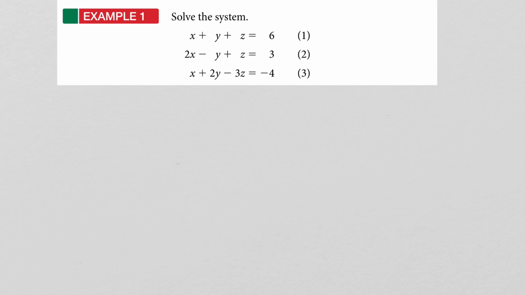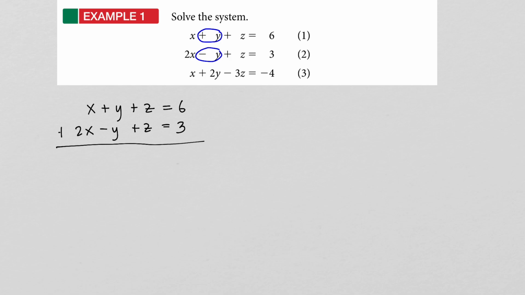So look at equation 1 and equation 2. What I want you to notice here is that one of them has a positive y and one of them has a negative y. So if we add those two equations together, the y's are going to cancel out. So let's go ahead and do that arithmetic. If we add equation 1 and equation 2 together, the positive y and negative y cancel. x plus 2x is 3x. z plus z is 2z. And 6 plus 3 is 9. And then we will save this equation.